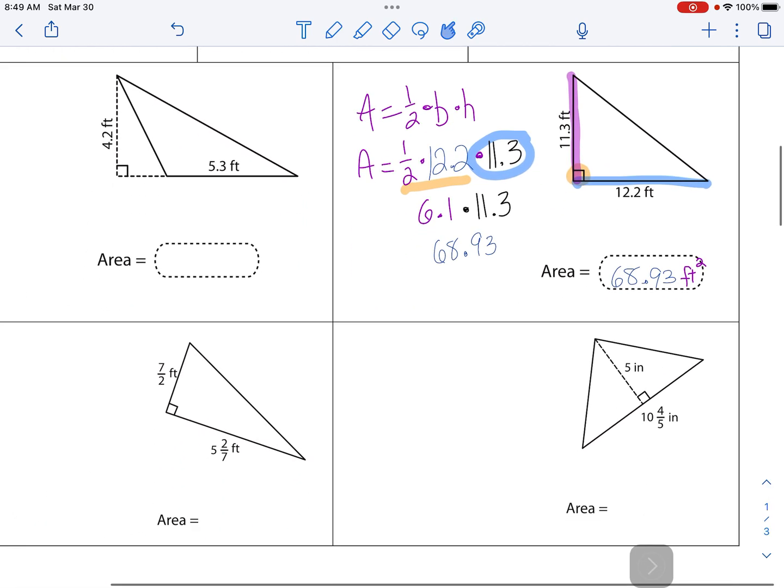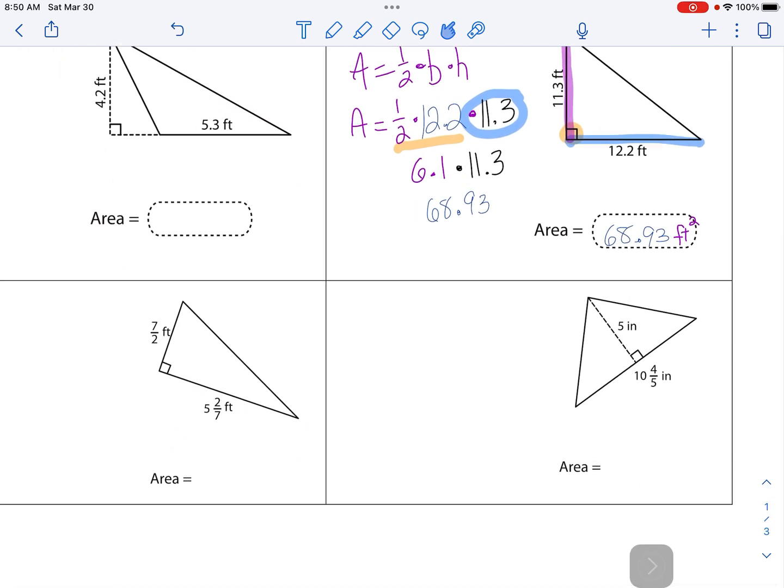When you get to the bottom problems with fractions, you can either decide to try them on your own or come and see me, because I will show you how to put fractions into a calculator without turning them into a decimal.